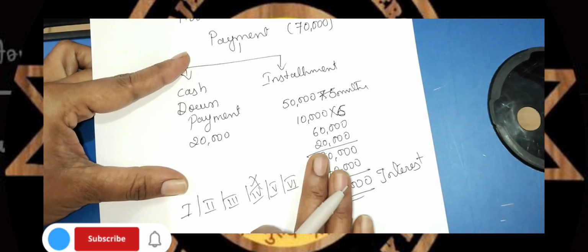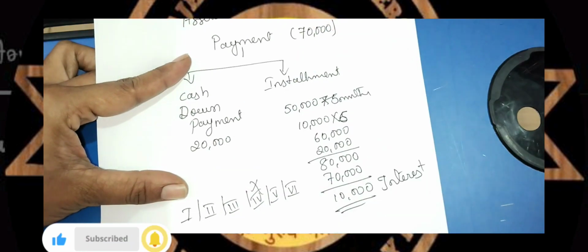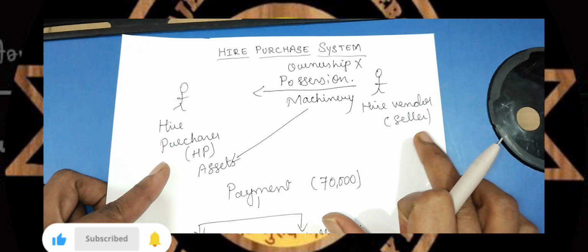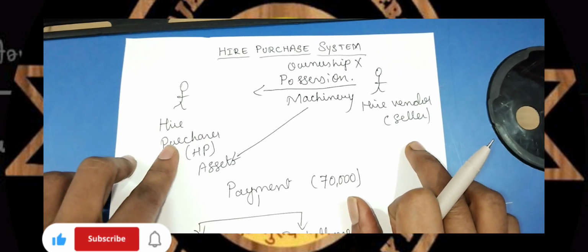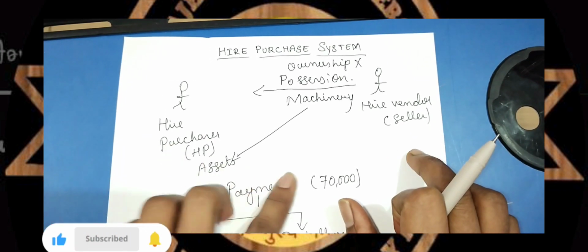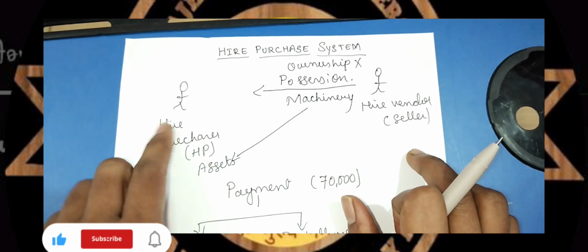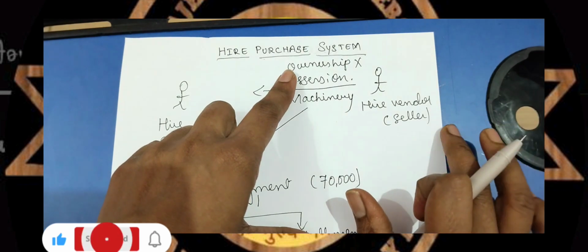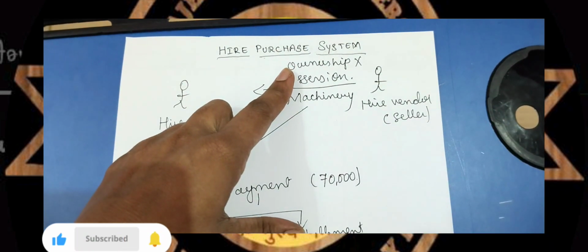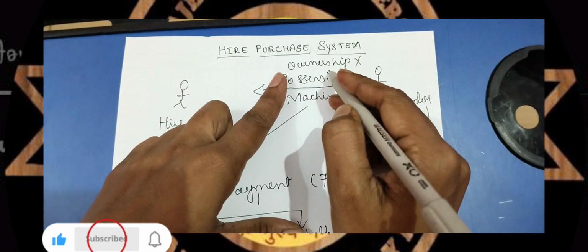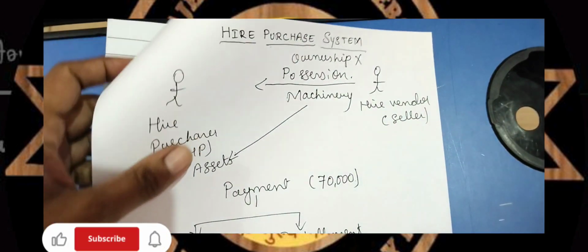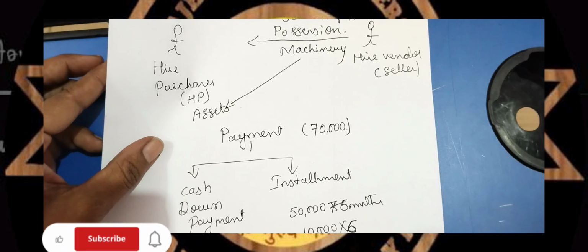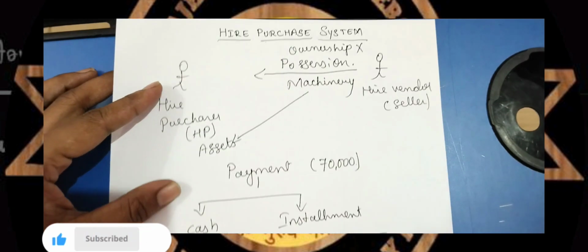Okay, so this is an important point. Here we have understood there will be two persons: the hire purchaser and the hire vendor. The hire vendor sells the goods to the hire purchaser on installment basis. The hire purchaser will have possession of the goods but not ownership. Ownership he will get at the last installment, once he has paid. Along with the principal amount, the hire purchaser will pay the interest amount also.